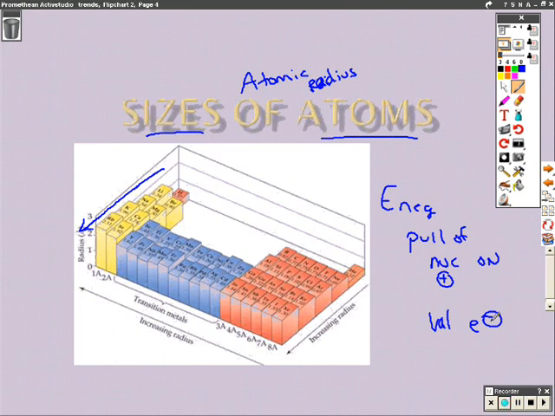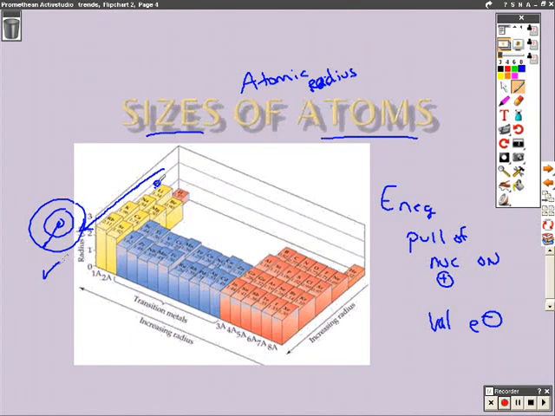So if I was to draw this little Bohr model here and this one down here, which has way more energy levels, the distance between the nucleus and the valence electrons increases as you go down, right? So the pull of the protons in the nucleus on the valence electrons here is way worse. It's less of a pull.